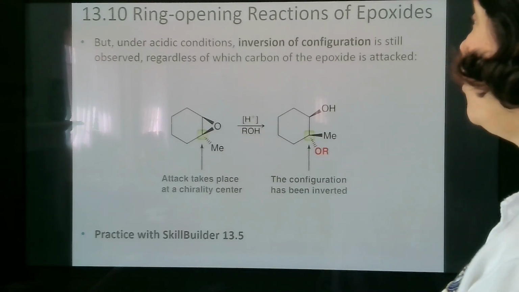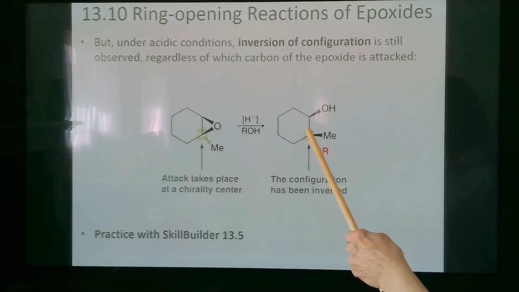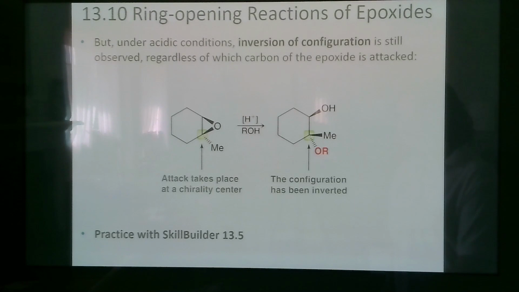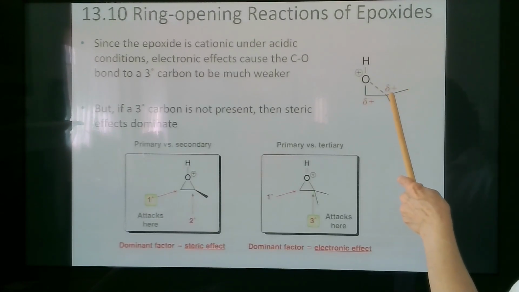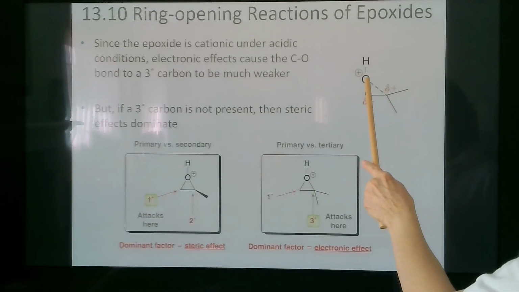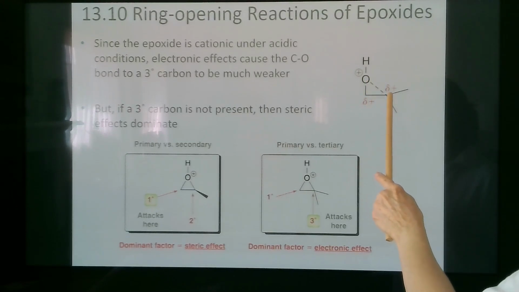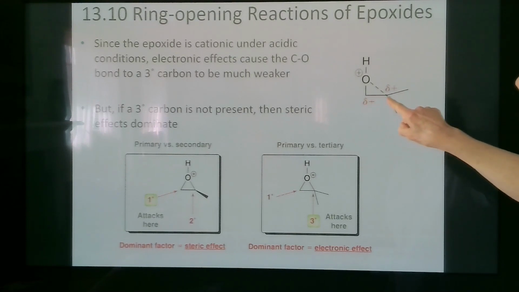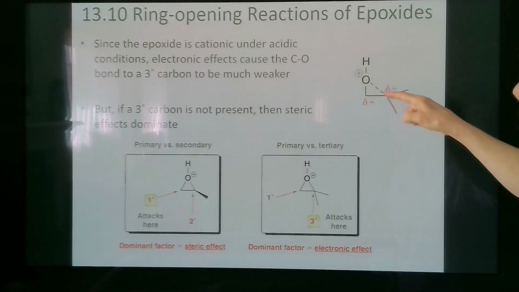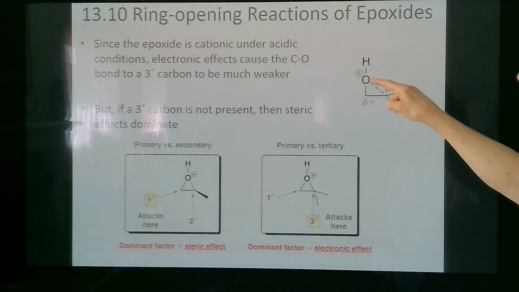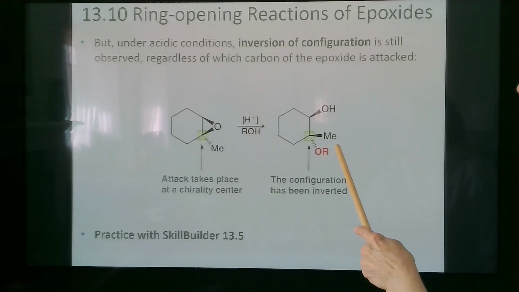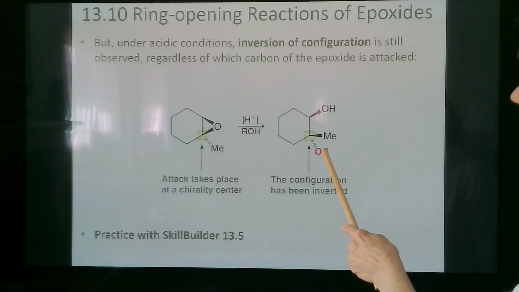In the ring opening reactions of epoxides under acidic conditions, inversion of configuration still is observed. So the point is that even though this is opened up, there is still enough bonding between oxygen and carbon. You do not have free rotation about this carbon-carbon bond. There is still sufficient bonding there. The bonding is not lost. And so that means that you still have inversion of stereochemistry here.